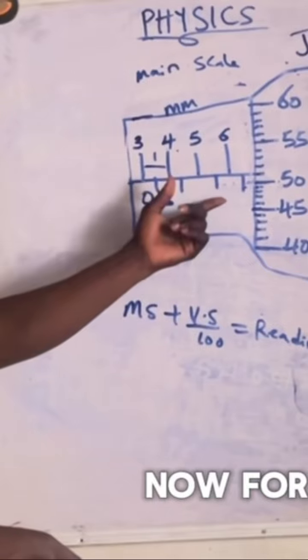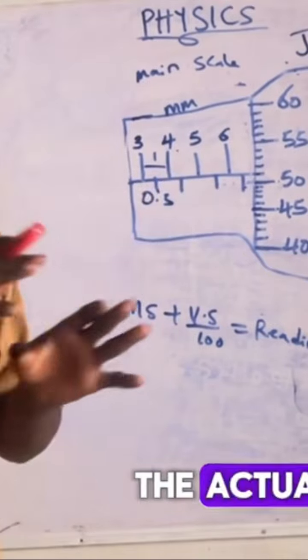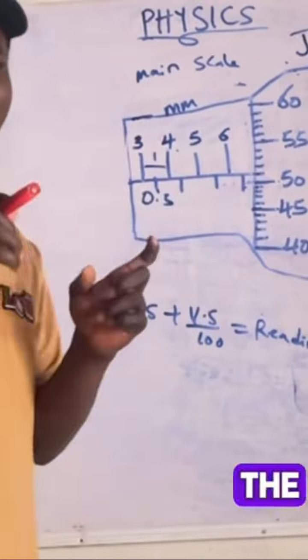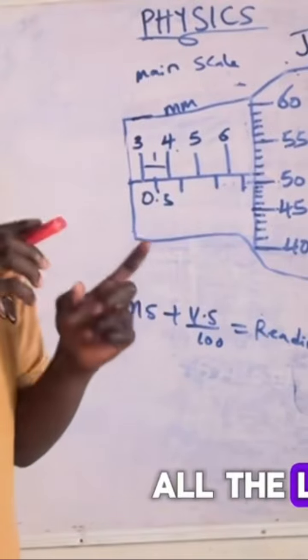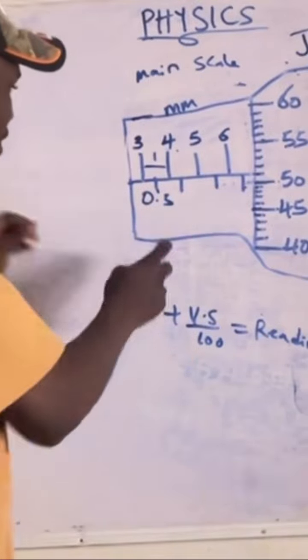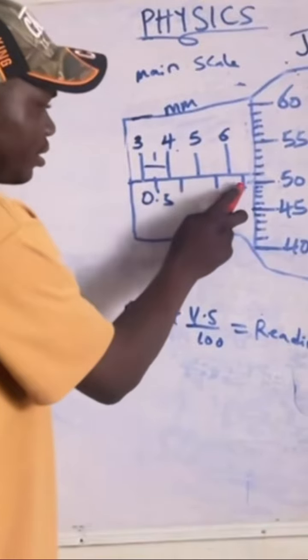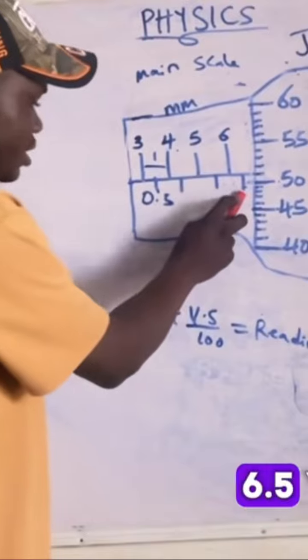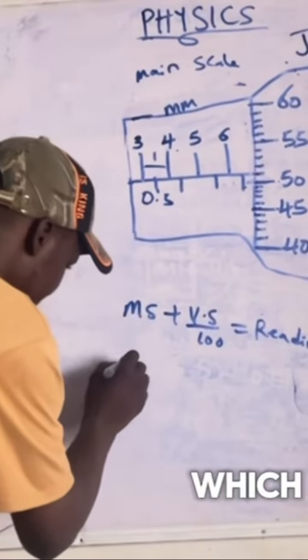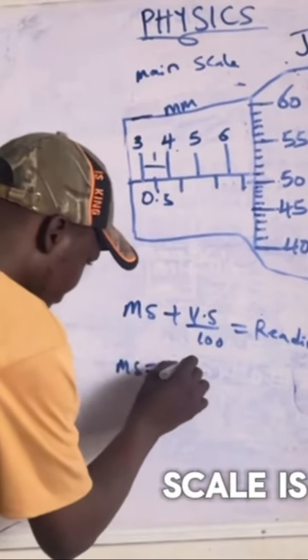Now, for the actual reading for the main scale, you are going to look for the last line or the last reading on the main scale. If you look at this, the last line here is about 6. The next line here is going to be 6.5. Your MS, which is the main scale, is equal to 6.5.